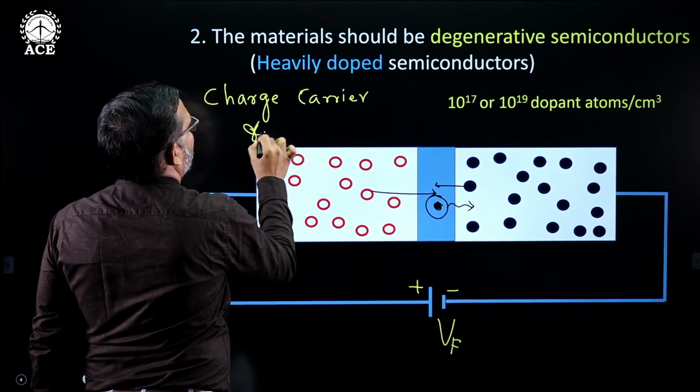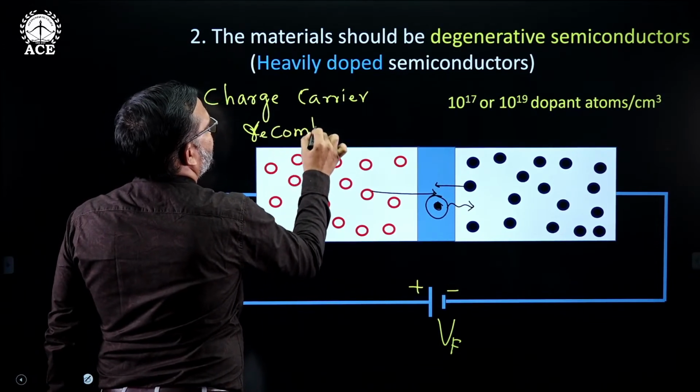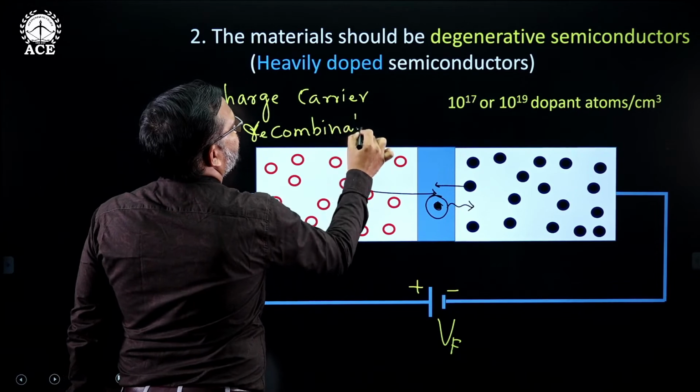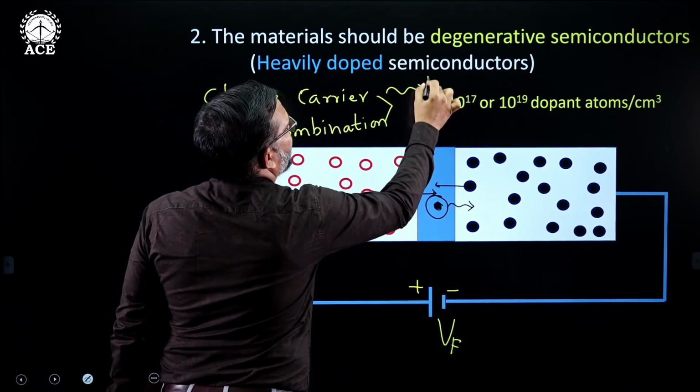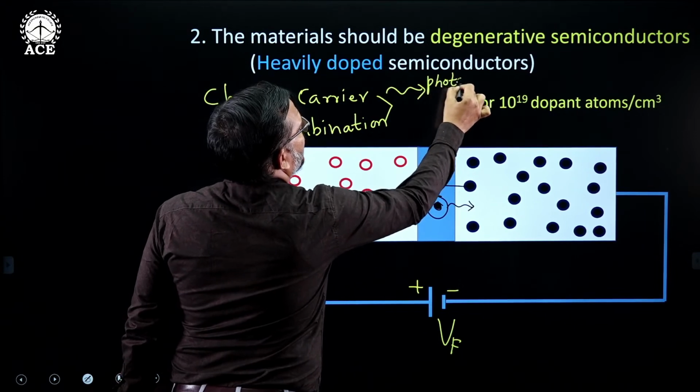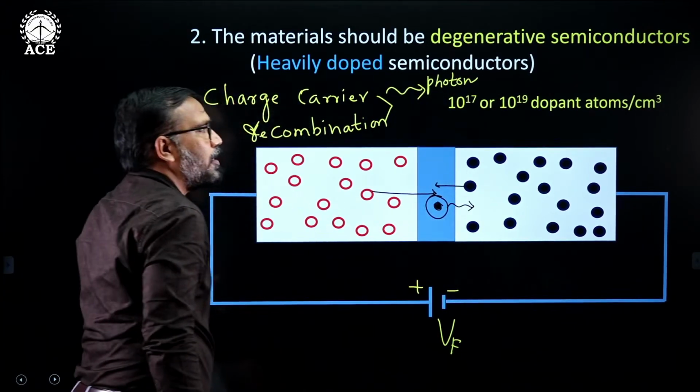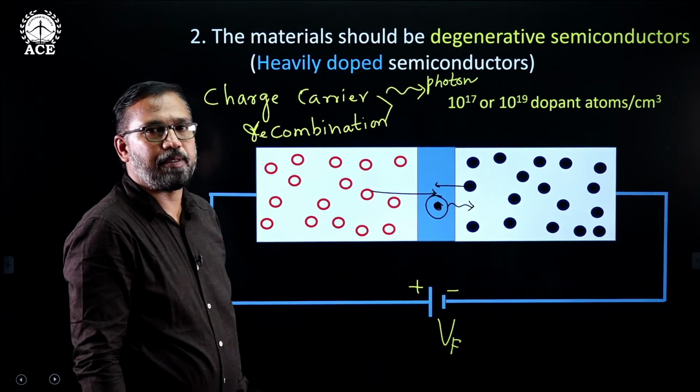Recombination. Whenever charge carriers recombine, you are going to get a photon. Photon emission takes place.